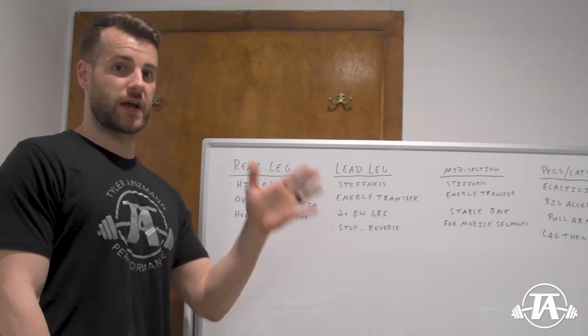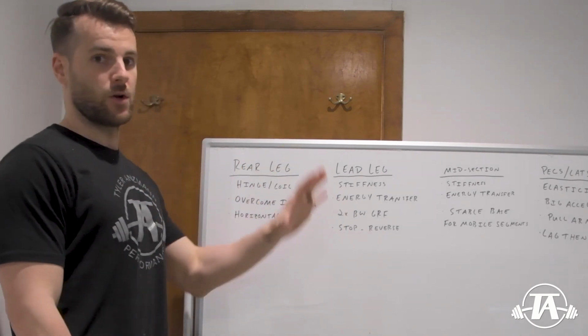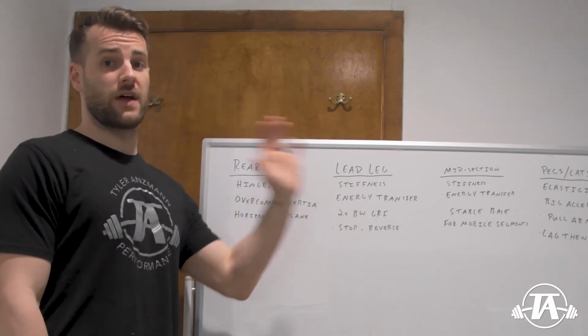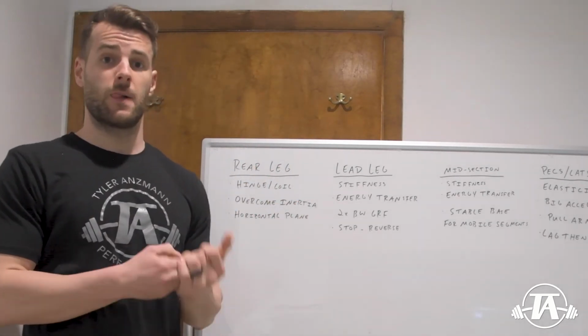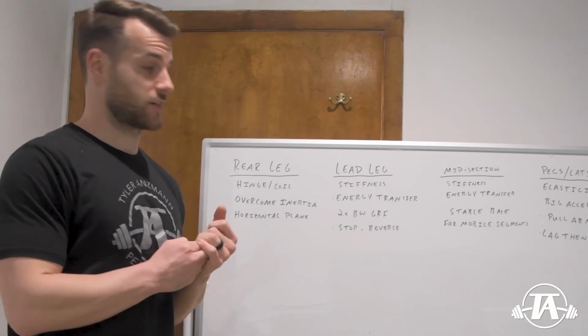There's a lower level kind of core competency things that we need to get in those beginner stages. Then we need to go to the higher force, higher velocity kind of end of the spectrum and get a little bit more specific about what we're asking of the midsection.